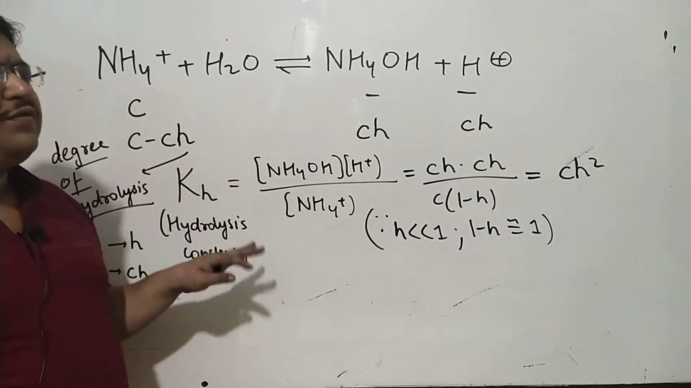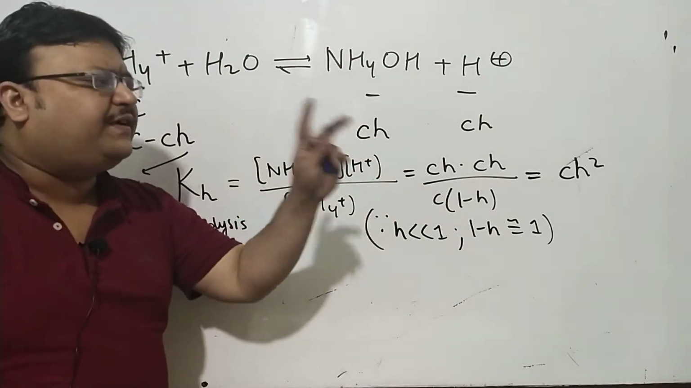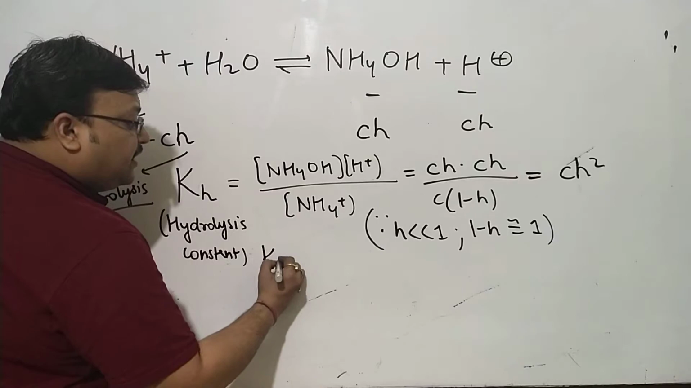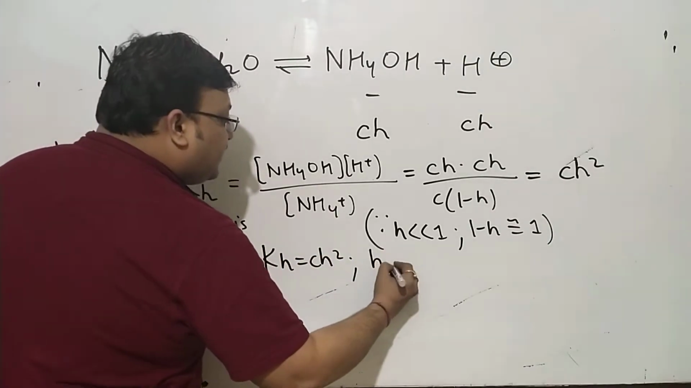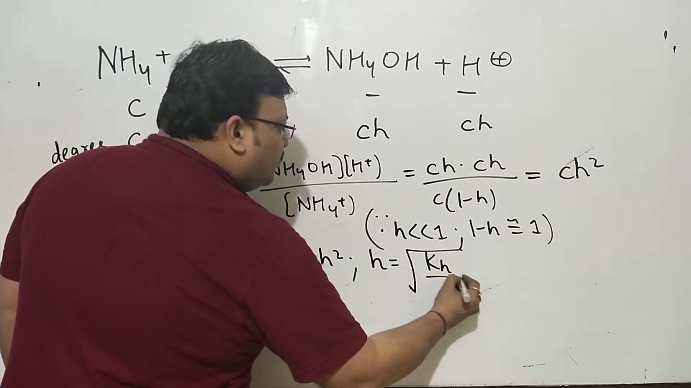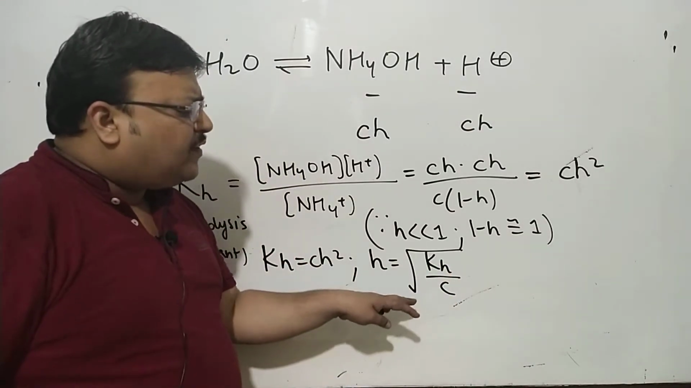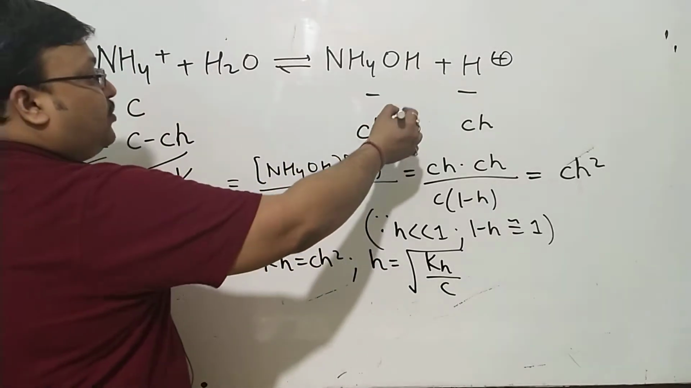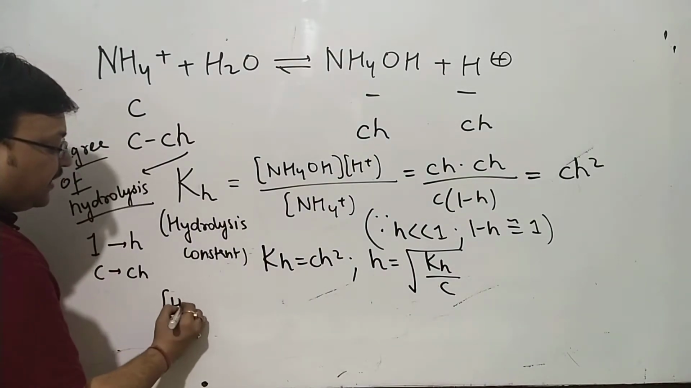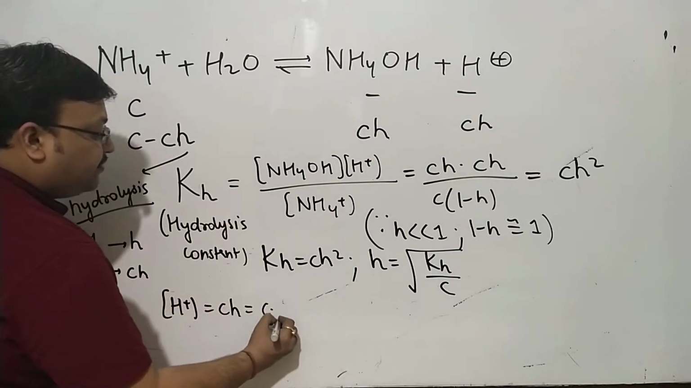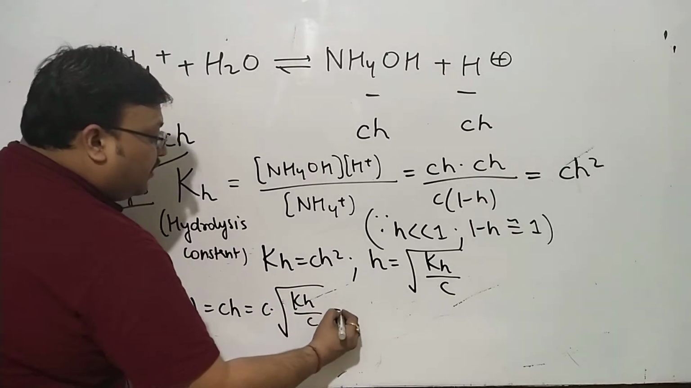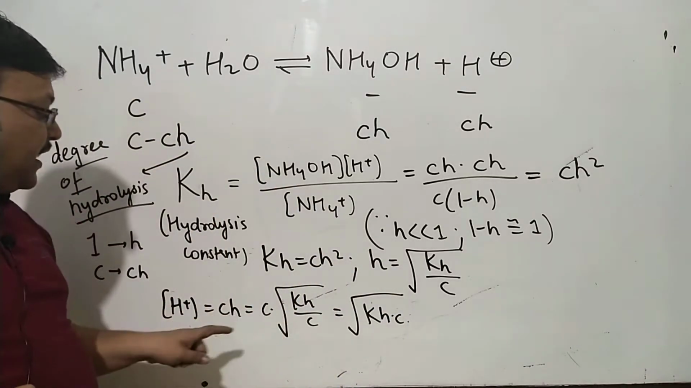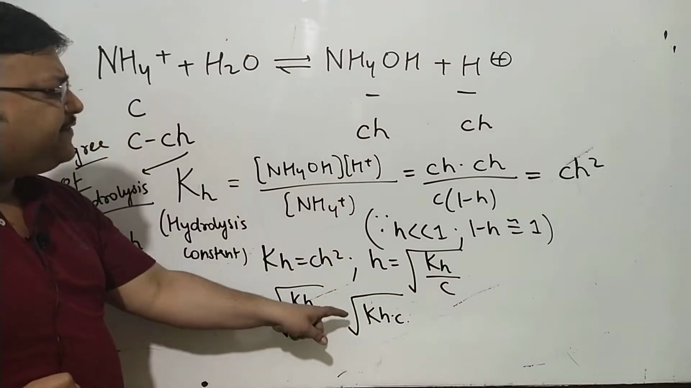So this will look like Ch square, where 1 minus h is almost equal to 1. We had seen Ka is equal to C alpha square in the past. Now I see Kh is equal to Ch square. So nothing very different. And with Kh equal to Ch square, I can write h is equal to root over Kh by C. So this is also kind of obeying Ostwald's dilution law. If it is more diluted, it will hydrolyze more. And all of this was to get H plus. I could write H plus as Ch, which is C into root over Kh by C, or equal to root over Kh into C.